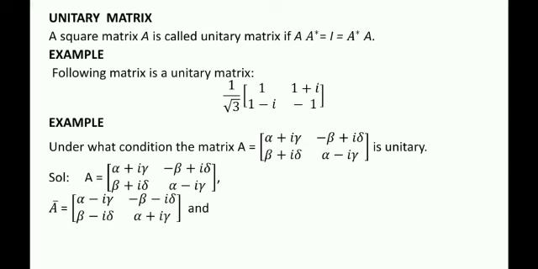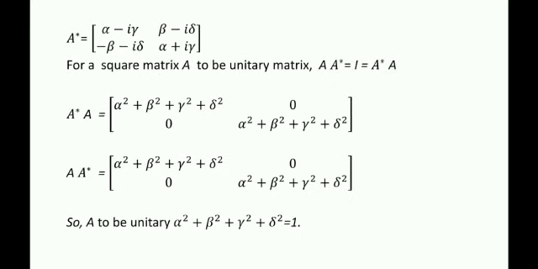Now, the conjugate of this matrix A will be alpha minus iota gamma, which is the conjugate of alpha plus iota gamma, minus beta minus iota delta, which is the conjugate of minus beta plus iota delta, beta minus iota delta, which is the conjugate of beta plus iota delta, and alpha plus iota gamma, which is the conjugate of alpha minus iota gamma. Now, A star will be the transpose of that conjugate matrix. In a transpose matrix, the rows become columns and columns become rows. Therefore, A star is equal to alpha minus iota gamma, beta minus iota delta, minus beta minus iota delta, alpha plus iota gamma.